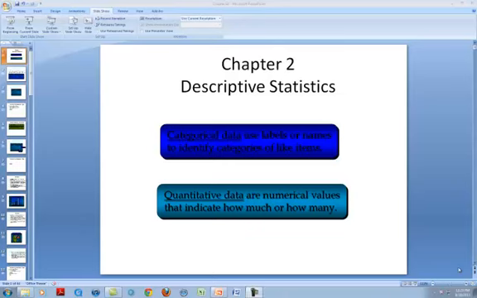Welcome back to Principles of Statistics. In this session, we will be dealing with descriptive statistics from Chapter 2. First of all, keep in mind that there are two kinds of data that we will be working with, or that all statisticians work with.